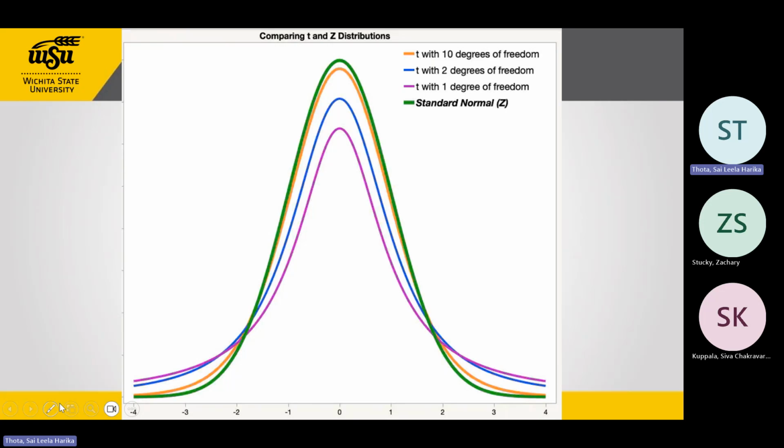Okay, so this is the t distribution, and this is with degrees of freedom. So what do you mean by degrees of freedom? Like, the variable has freedom to change.